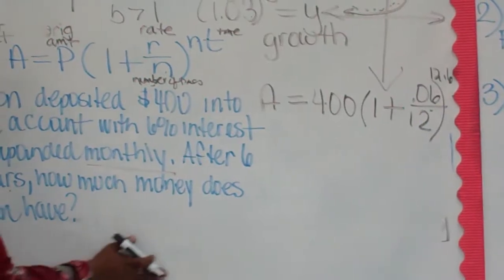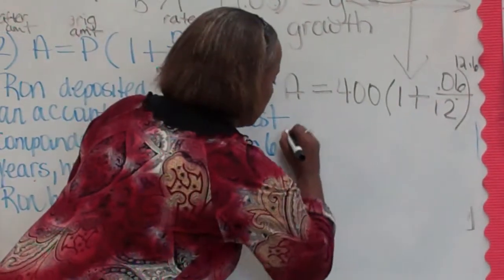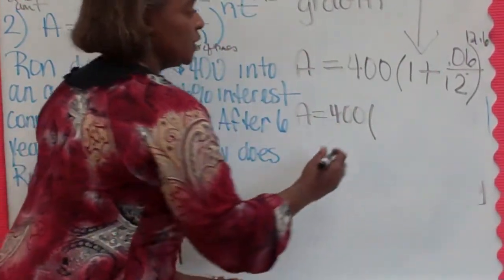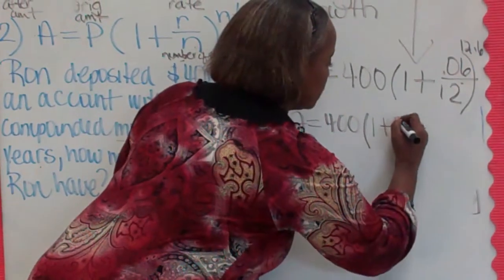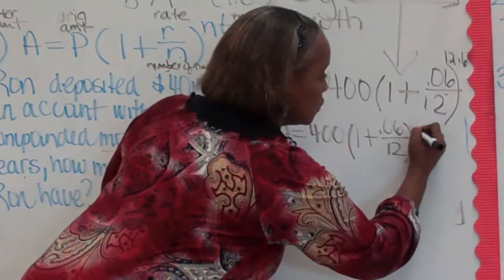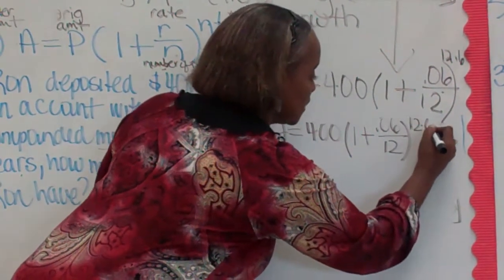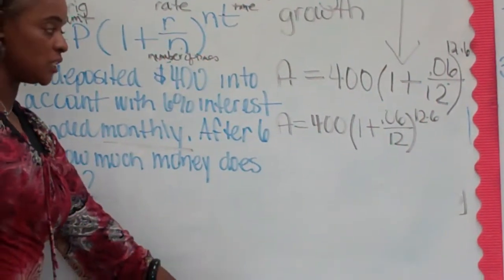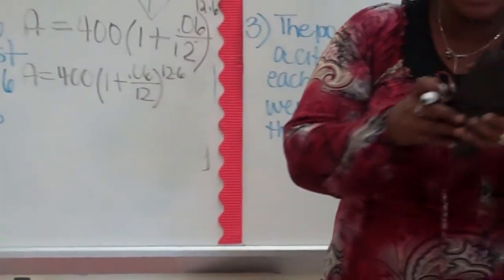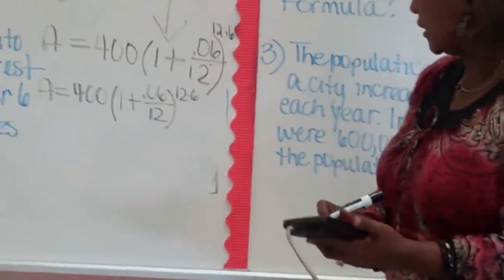Now, I'm going to bring that down so you can see it a little bit better. So the after amount is equal to 400 times 1 plus 0.06 divided by 12 raised to the 12 times 6 power. All right, now take your calculator and type that in so that you can get the correct answer for that.